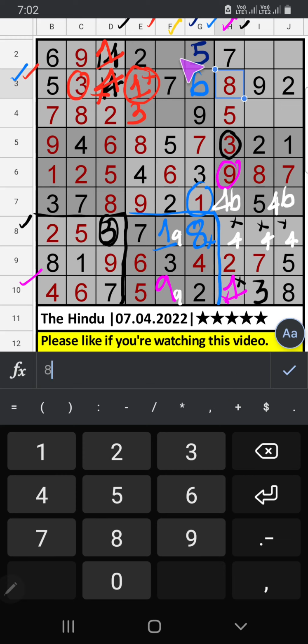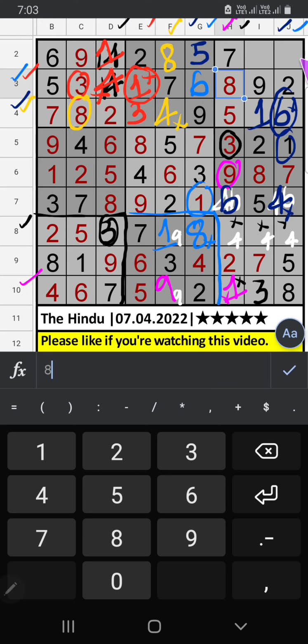Column F, 2 numbers are remaining, 4 and 8. Fourth row, we have 8. So 8 can't come in this cell. 8 is confirmed here. Then 4 is here. Fourth row, 2 numbers are remaining, 1 and 6. Column J, we have 1. So 1 can't come in this cell. 1 is confirmed here. Then 6 is here. Since 6 is here, 6 can't come in the cell. 6 is confirmed here. Then 4 is here.